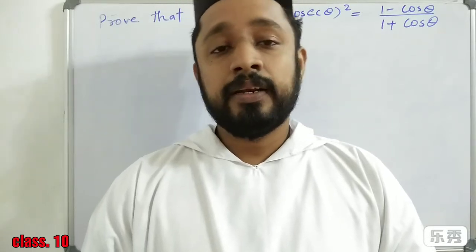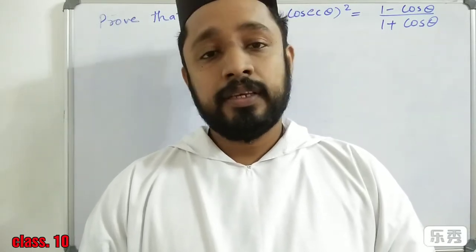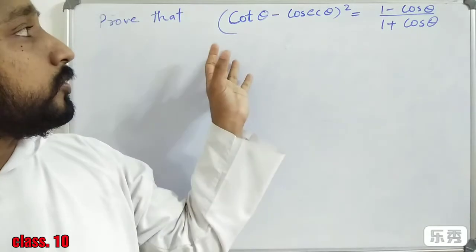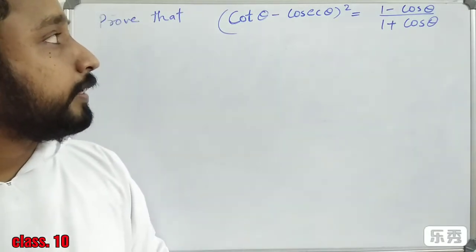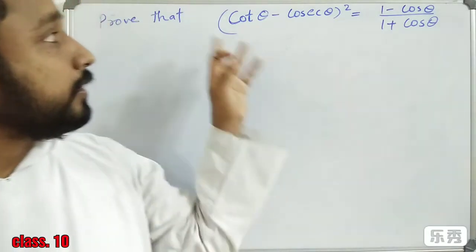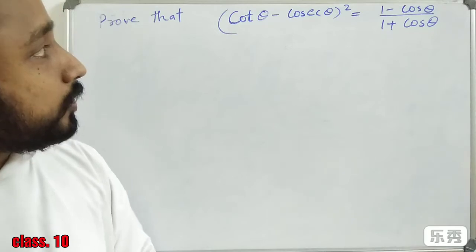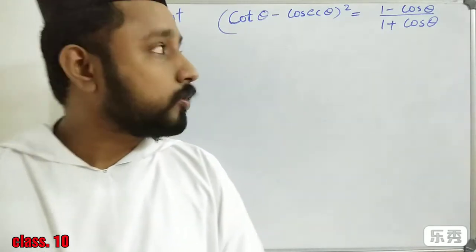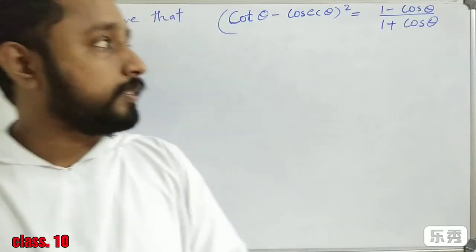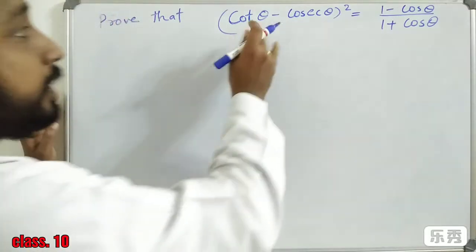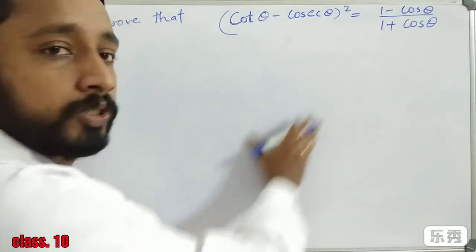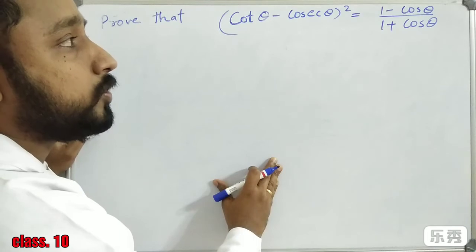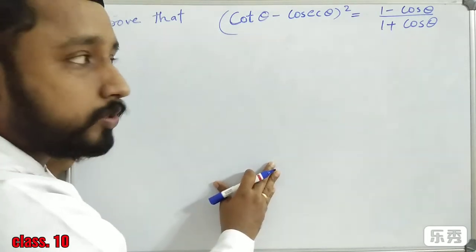We studied trigonometric identities. In this class, we are going to discuss some problems related to trigonometric identities. First question: prove that (cot theta minus cosec theta) all square is equal to (1 minus cos theta) divided by (1 plus cos theta). We have to prove that (cot theta minus cosec theta) all square is equal to (1 minus cos theta) divided by (1 plus cos theta).